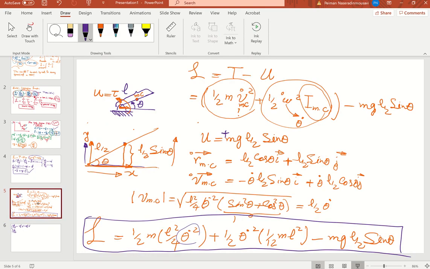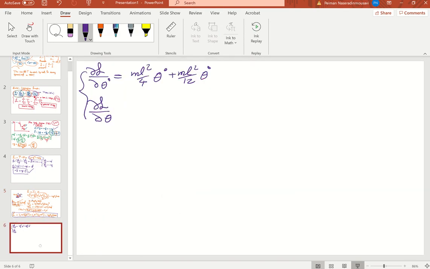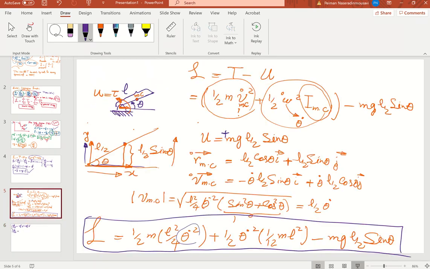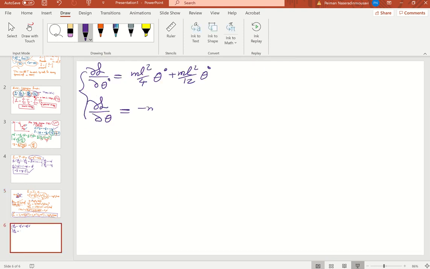That's right. Do we have theta dot here? No. So we are done with that part. Now ∂L with respect to ∂theta. Do we have theta here? No. Here no. But here we have. It's going to be minus mgL over 2 cosine theta minus mg over 2 cosine theta.